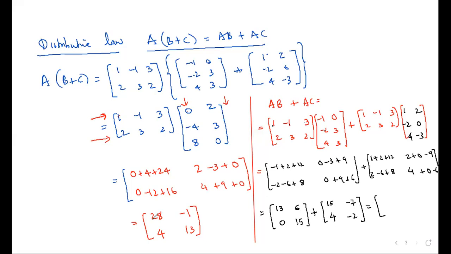When you add both of these, I should get the same answer. 28, minus 1, 4, and 13. This is your equation number 2. This is your equation number 1. From 1 and 2, A into B plus C is AB plus AC. This is called the distributive law.